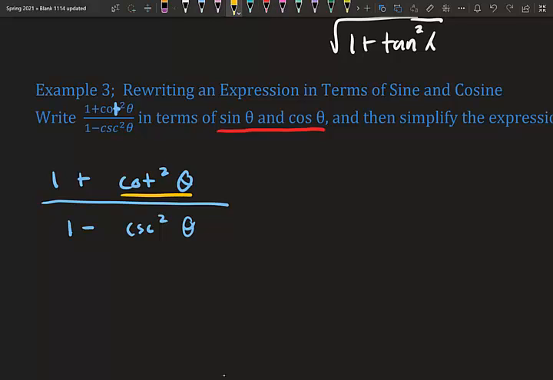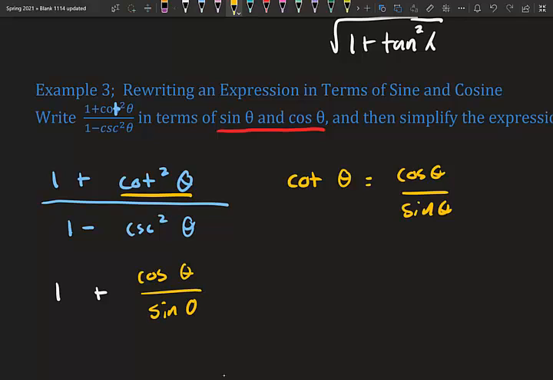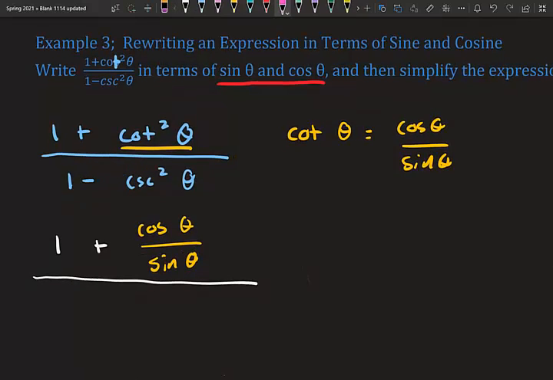So we know something about cotangent. Cotangent theta is the same thing as cosine theta over sine theta. So we're going to switch that. So we have 1 plus cosine theta over sine theta. And that's over. So now we have another thing that we can switch because we don't want cosecant or tangent or anything like that. We only want cosine and sine inside of our equation.